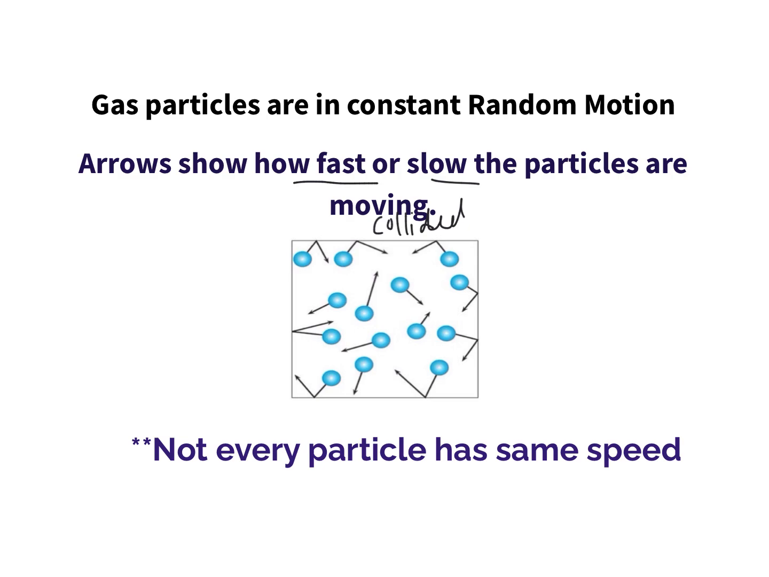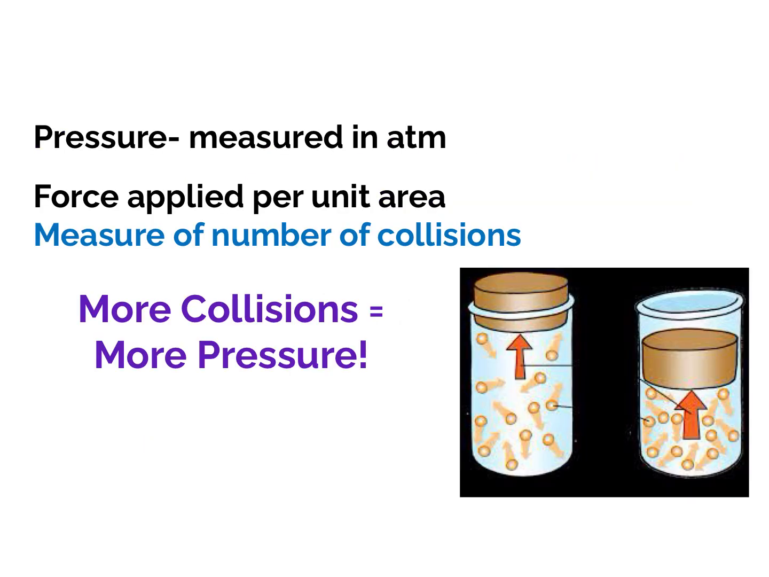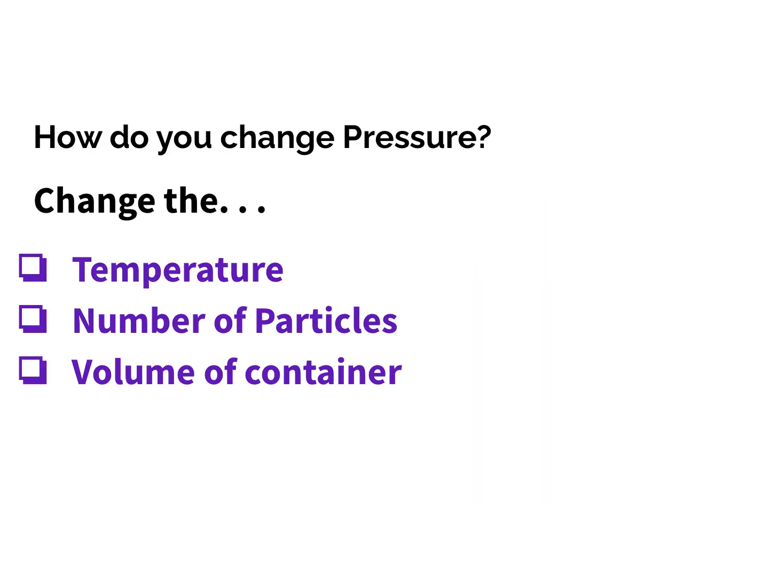We've talked about how we measure our pressure in atm, and that's our force applied per unit area. So it's measuring the number of collisions. The more pressure we have, the more collisions we have. So we're going to be analyzing different scenarios that give us more collisions and therefore a greater pressure inside our container. We can change the pressure by changing the temperature, the number of particles, and the volume of the container.